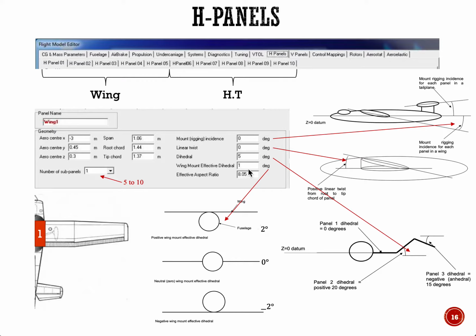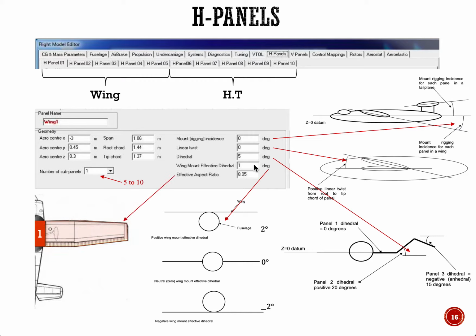High wing, we can put 2 degrees, right? This is an effective dihedral. And if you have a mid wing, you can put 0 degrees. If you have a low wing, you can put like negative 2 degrees. Again, this is just an approximation, okay? And that's what the wing mount effective dihedral is.